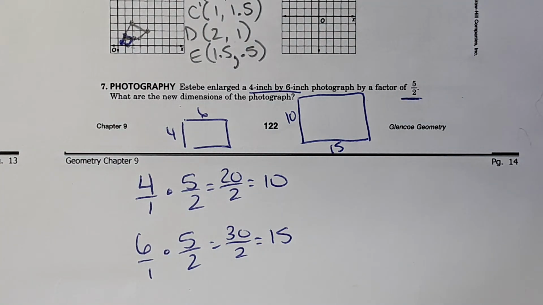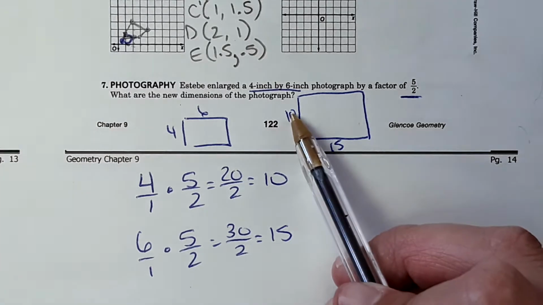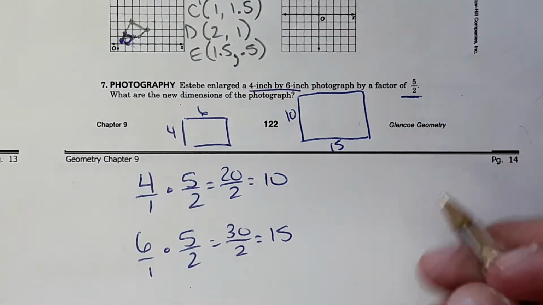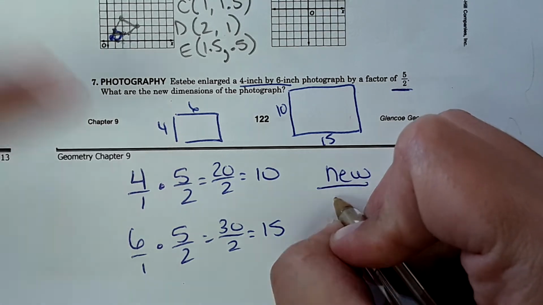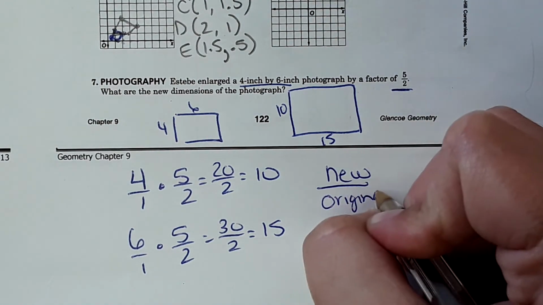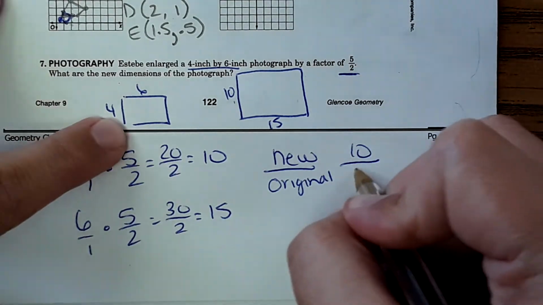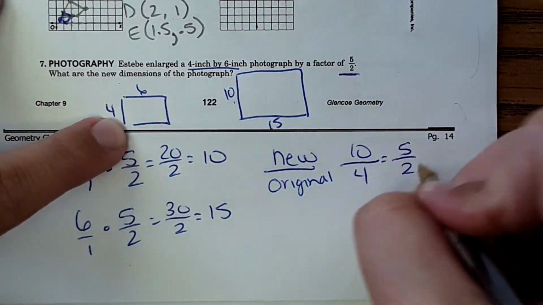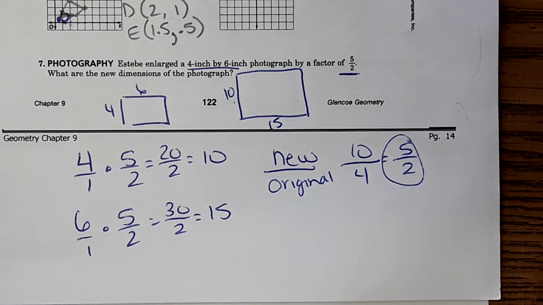Another way this could be asked is backwards. It might give you the two photographs and you have to determine what the scale factor is. That's where that example of new over old, or original, comes in. You could take the dimension of the new one and put it over the original and just simplify that fraction to get the scale factor. So you can work through it either way.